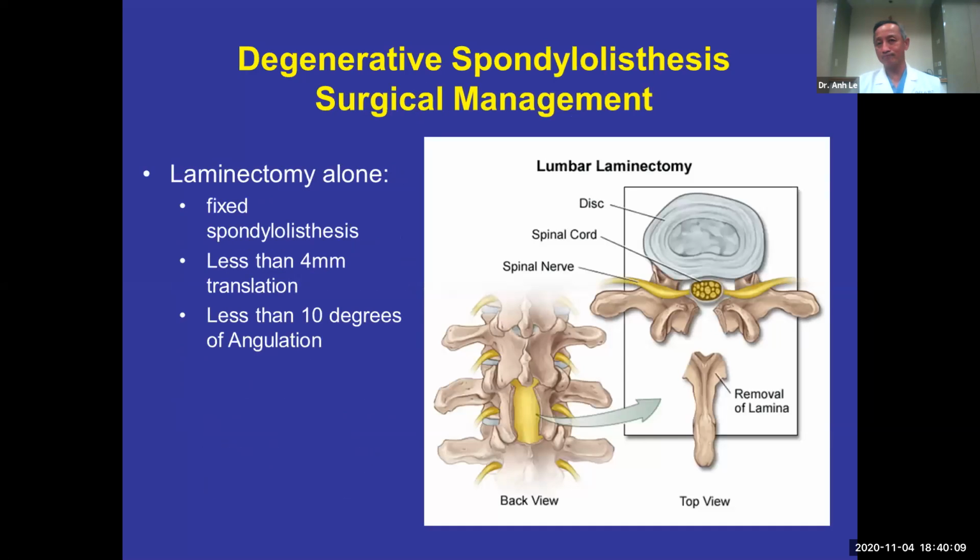So what do we do for surgery in patients with spinal stenosis?